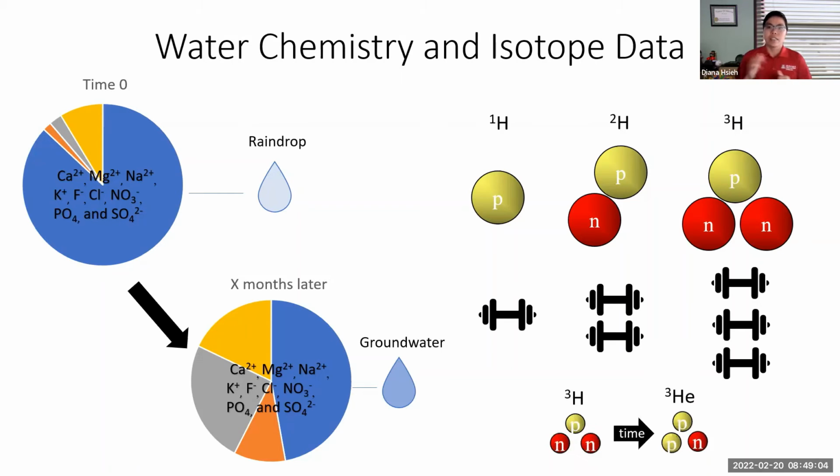Additionally, some isotopes are radioactive, meaning they undergo radioactive decay, transforming into different atoms over time. Radioactive isotopes can be used to date the ages of water. In this study, we used tritium.